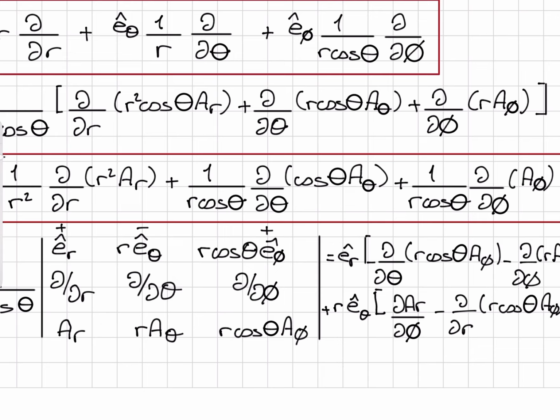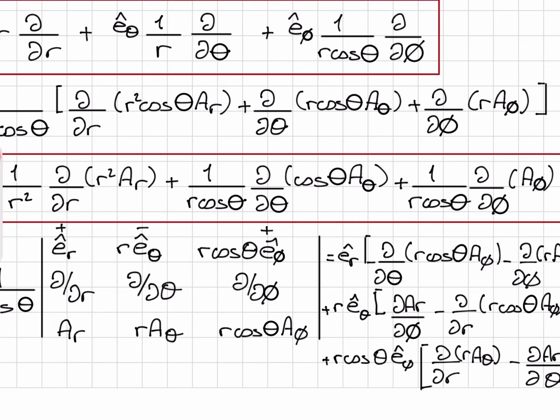And as for the last term here, we have del R A theta minus del theta of AR. So plus R cosine theta e phi hat times del R of R A theta minus del AR del theta.